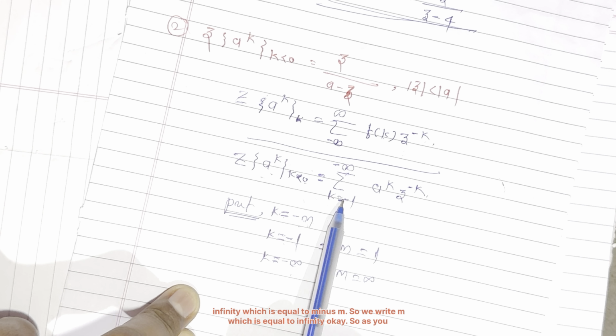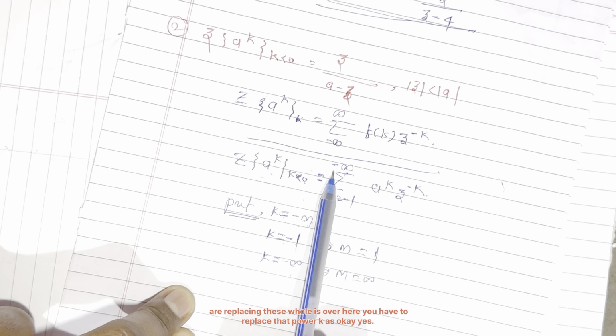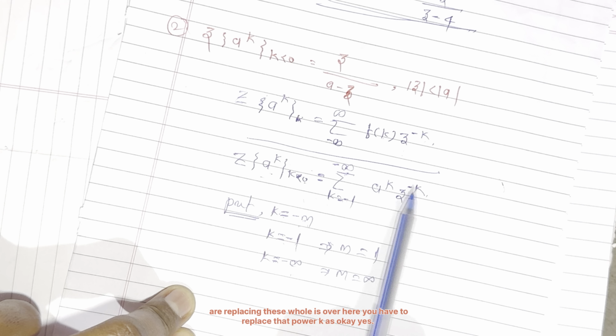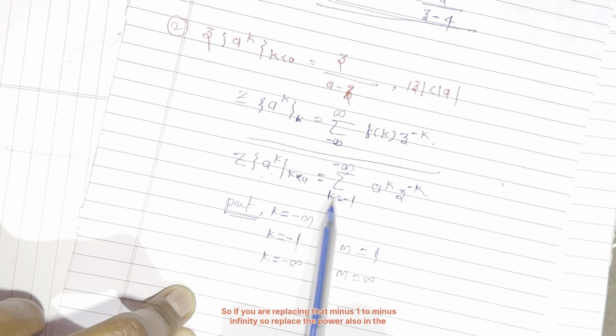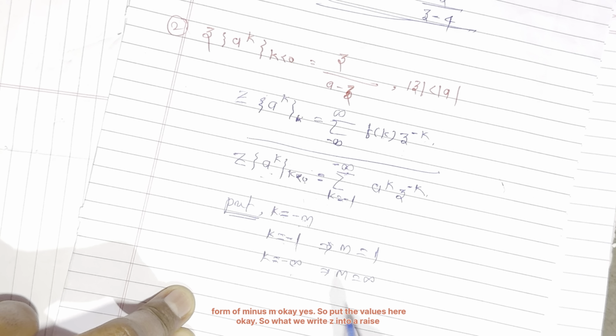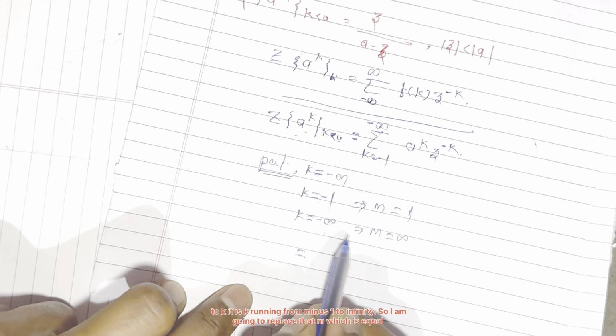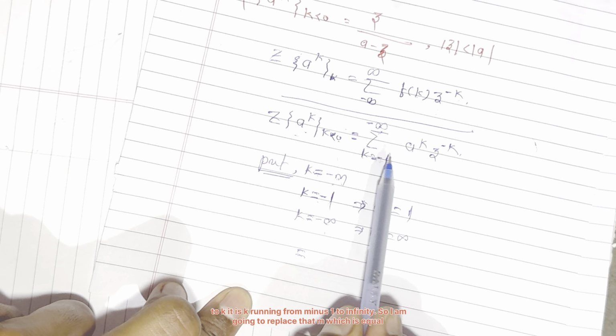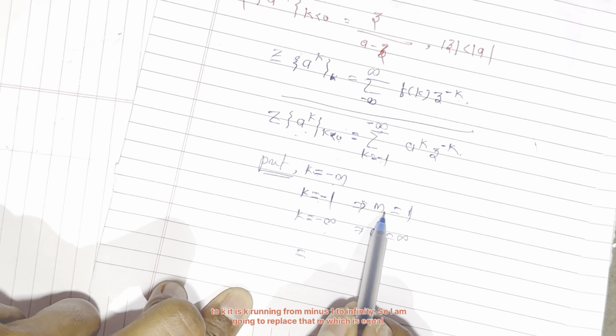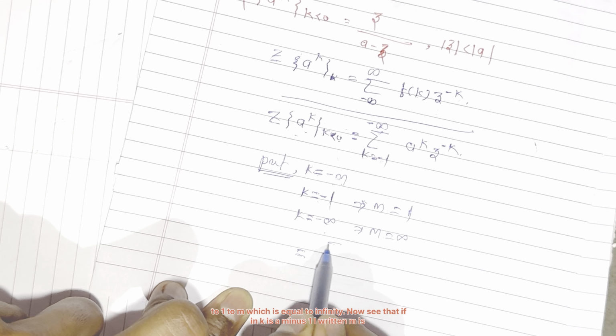As you are replacing these values, you have to replace that power k also. If you are replacing minus 1 to minus infinity, replace the power also in the form of minus m. So put the values here: the Z transform of a raised to k, with k running from minus 1 to minus infinity, becomes m running from 1 to infinity.